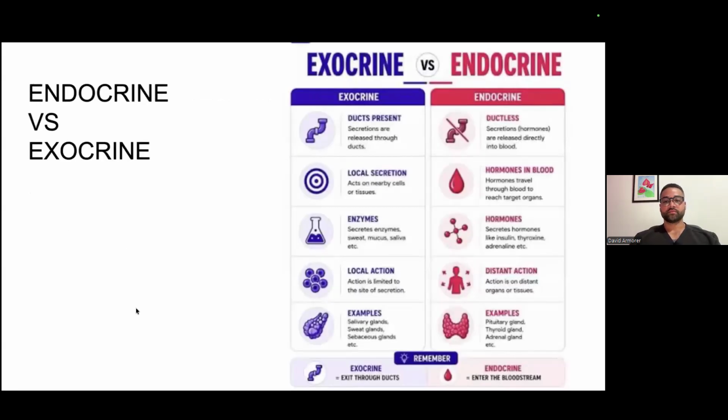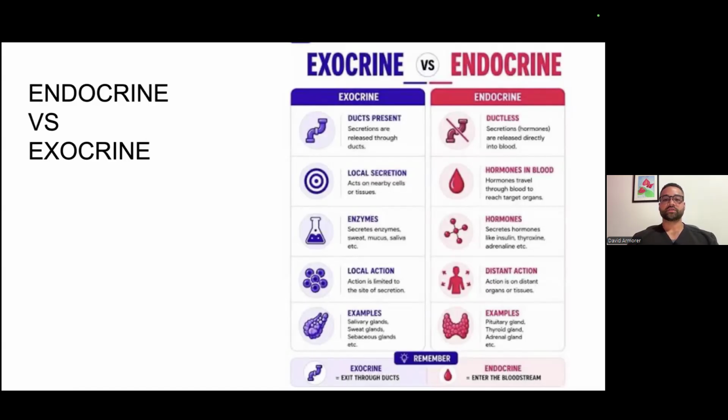Now, moving on to the real meat of the discussion tonight, which is the endocrine. So the endocrine versus the exocrine. So exocrine is basically where the hormones are secreted directly through ducts. And the endocrine are more ductless hormone secretions that are secreted into the bloodstream. So one is secreted onto a more epithelialized surface, whereas the other one is secreted directly into the blood.